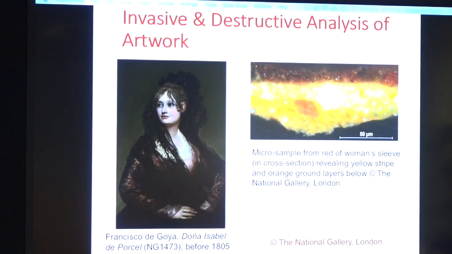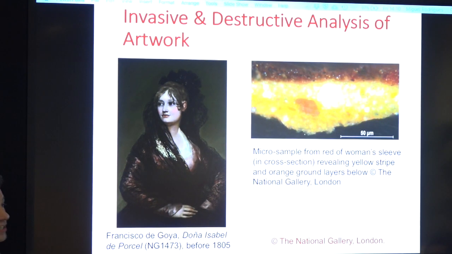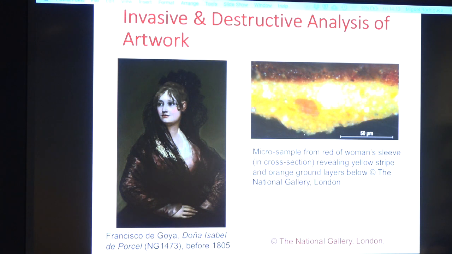So one of them, for example, involves the invasive and destructive analysis of artwork. Now here, what people do is they take very tiny samples of paintings, often in areas that are already damaged, in order to try to understand the stratigraphy, or the different layers present in the painting, as well as the materials present in the painting.